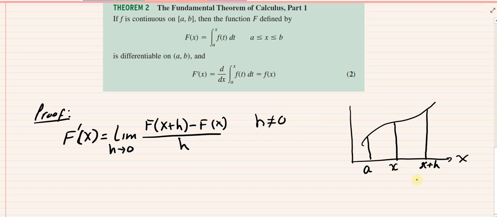Okay, now of course, you can see here x and x plus h, both of those must be inside this closed interval from a to b. And the interval b here, there you go, and this would be, let's say, b here.